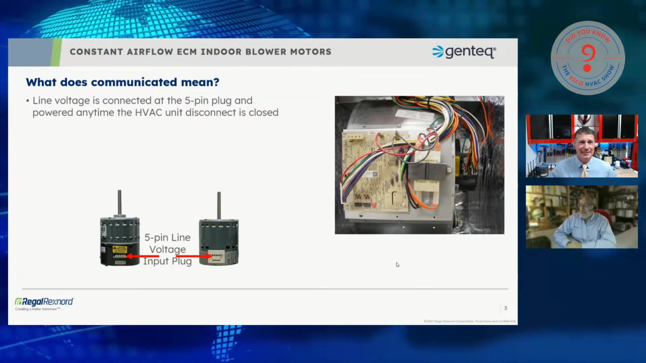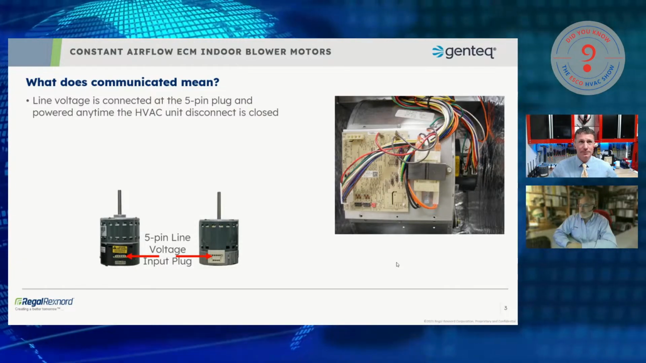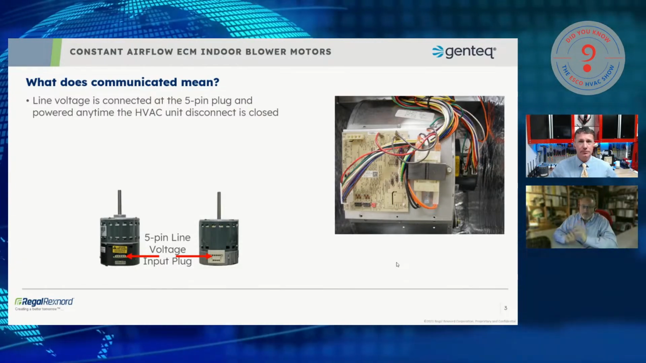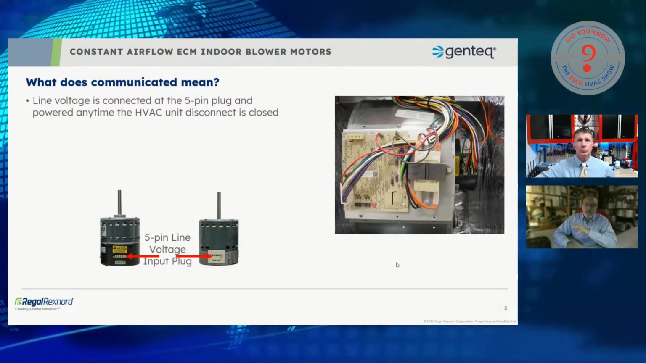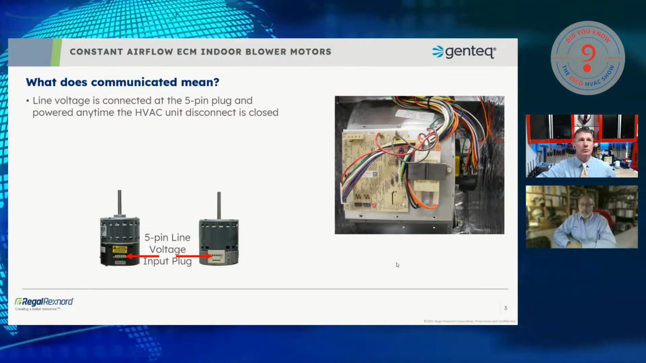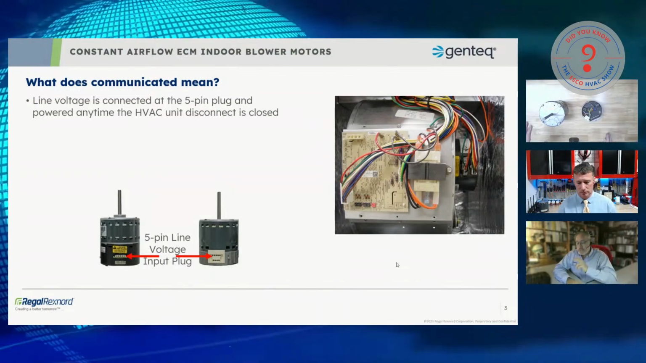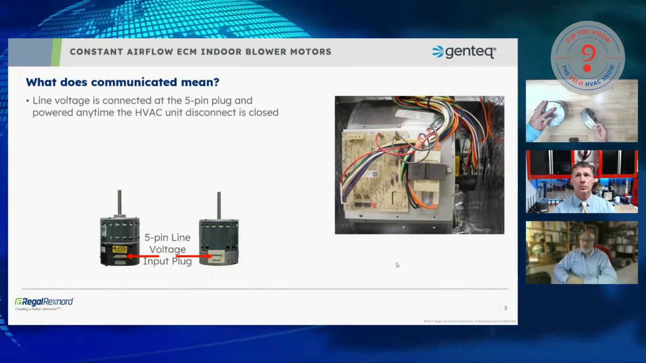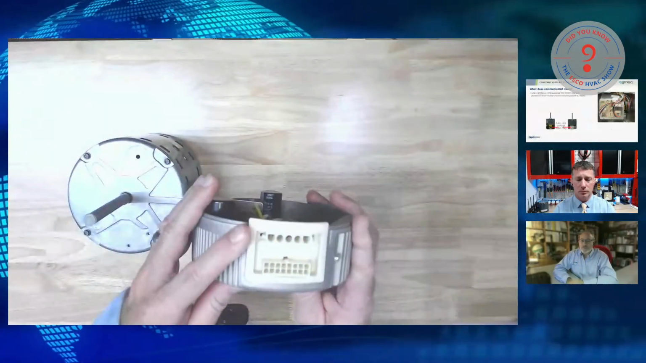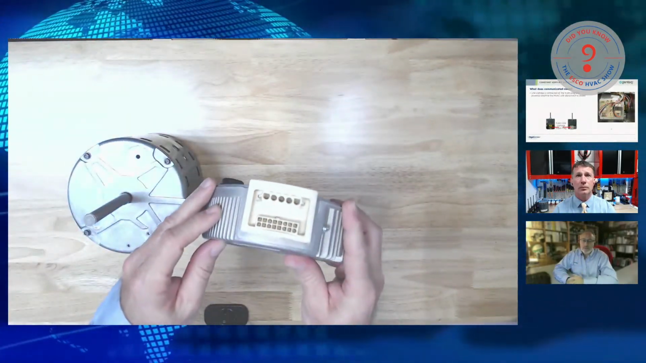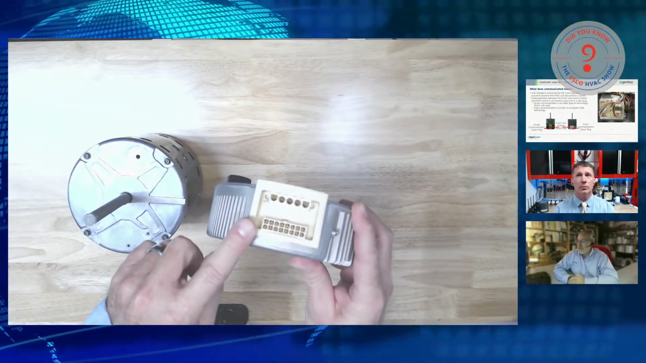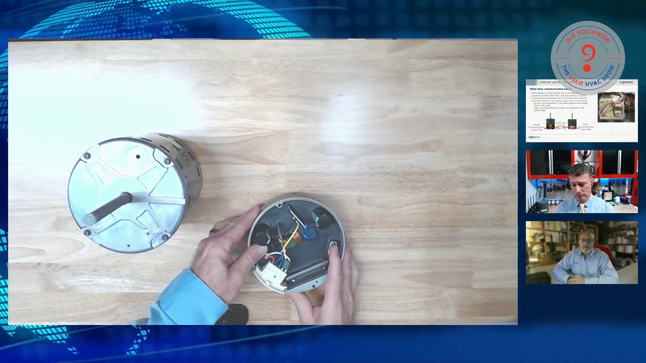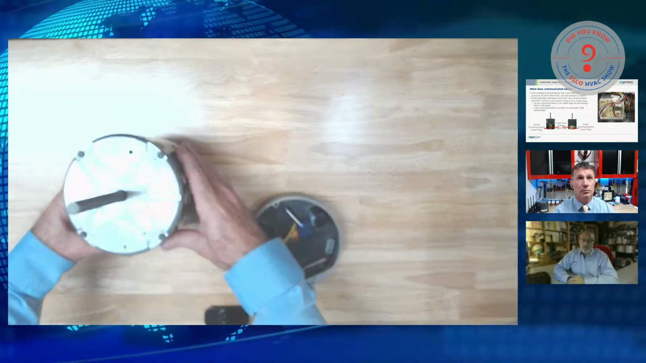But if you go back to even the early 90s, all of our constant airflow variable speed motors have two plugs. They've got a line voltage plug and they've got a communication plug. And actually, from the early 90s all the way to today, there's really only two different motors. There's motors with a 5-pin line voltage plug and a 16-pin communication plug. And then you've got motors with a 5-pin line voltage plug and a 4-pin communication plug.